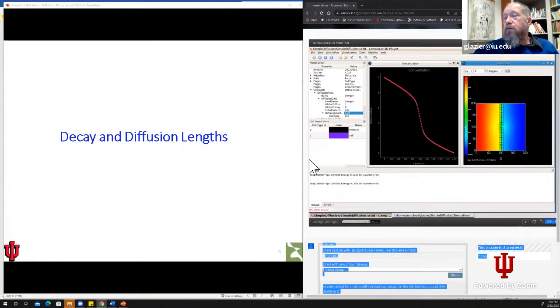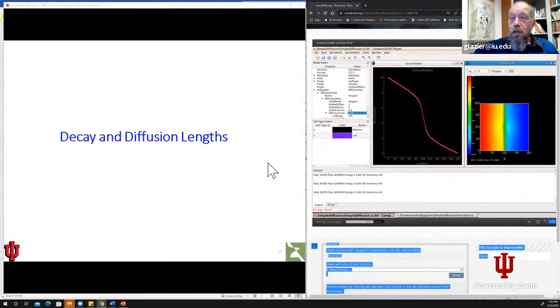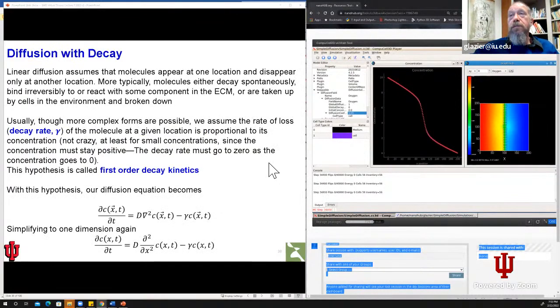So we've talked about diffusion length a little bit. The next thing that I'm going to talk about is that we have this decay constant. And we've had the decay constant set to 0 so far. And that's assuming that all of the creation and destruction of molecules is happening at our boundaries.